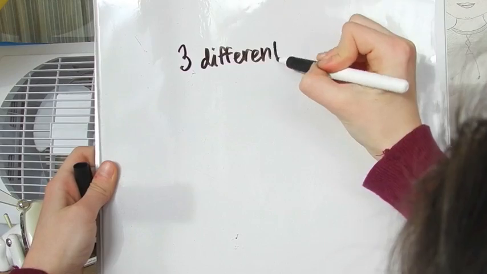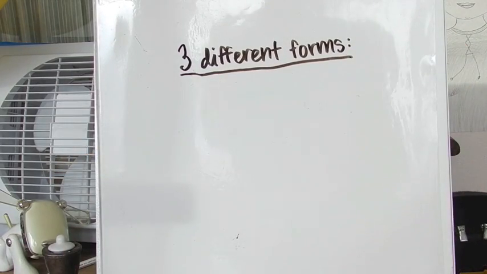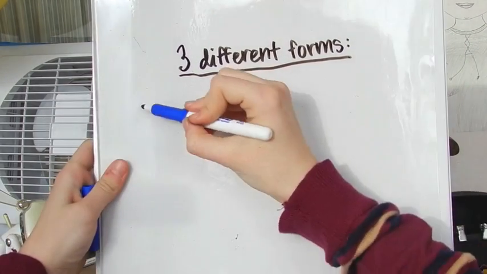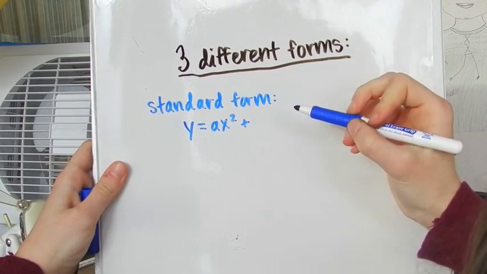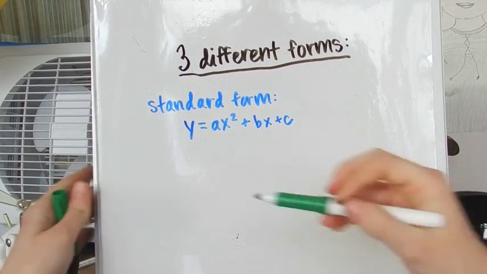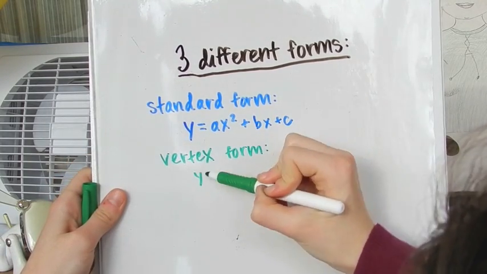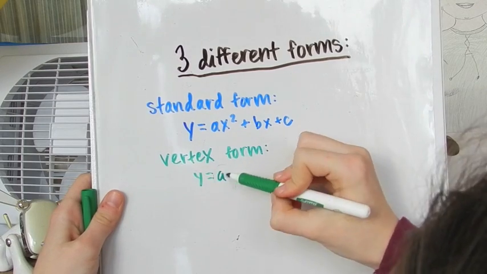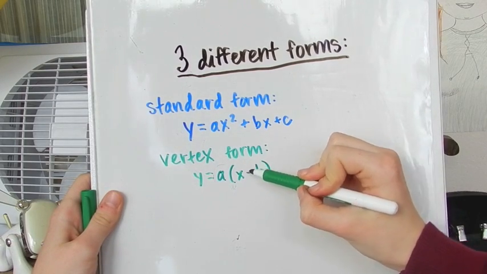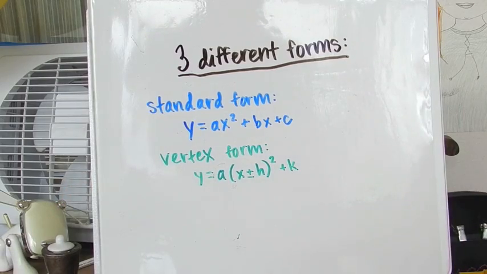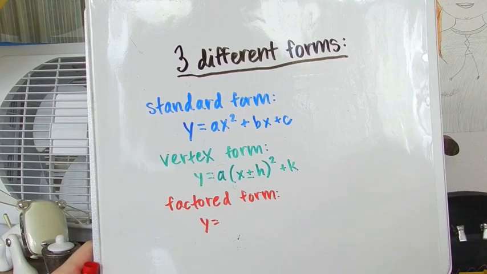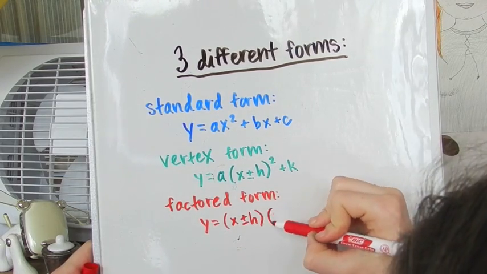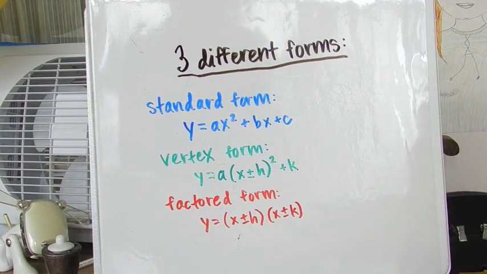There are 3 different forms a quadratic equation can be put in. The first one is standard form. That looks like this: y equals ax squared plus bx plus c. The next is vertex form, which looks like this: y equals a times x minus h squared plus k. The last one is factored form, which looks like this: y equals x plus or minus h times x plus or minus k.